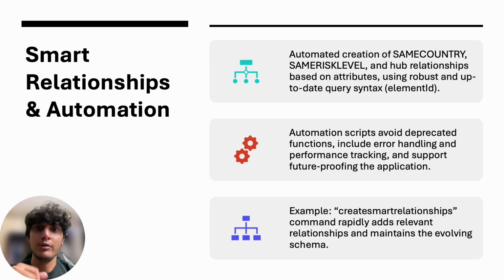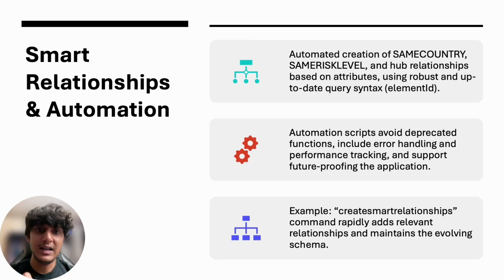Finally, I want to show you how we automated relationship creation, because this was one of the cooler parts of the project. We built smart automation that looks at node attributes and automatically creates relationships. For example, if 2 smelters are in the same country, it creates a same country relationship. Same for the risk level. These aren't relationships we manually defined. The system discovers them, and we made sure this is future proof.